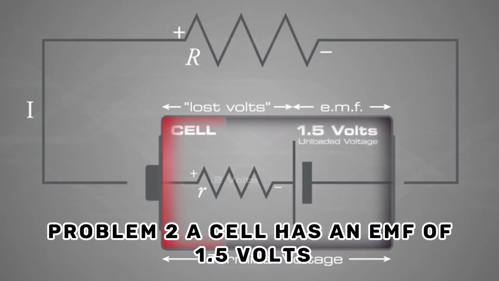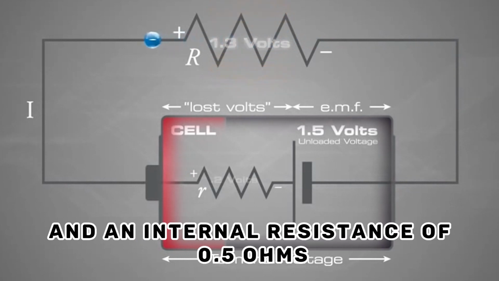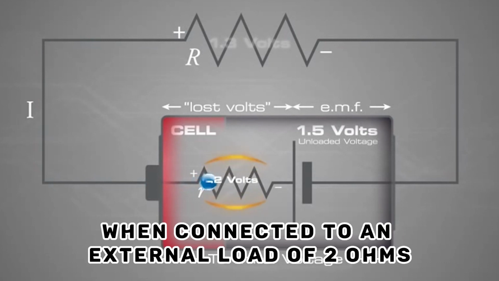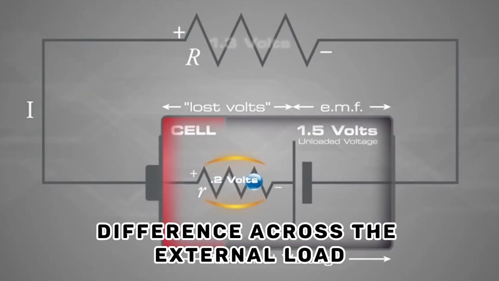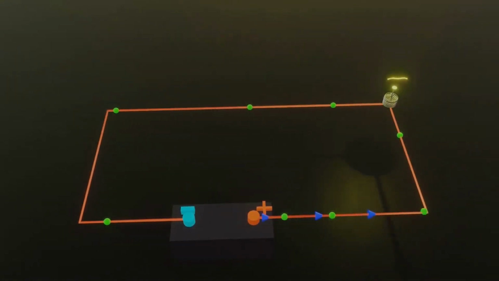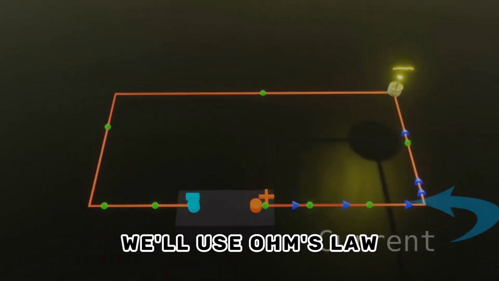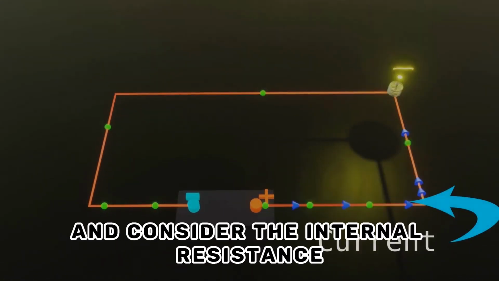Problem 2. A cell has an EMF of 1.5 volts and an internal resistance of 0.5 ohms. When connected to an external load of 2 ohms, calculate the potential difference across the external load. Solution. Similar to the previous problem, we'll use Ohm's law and consider the internal resistance.